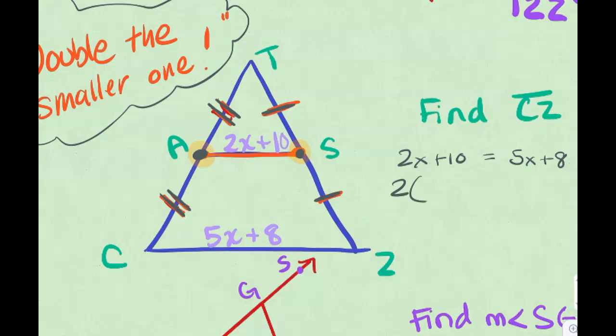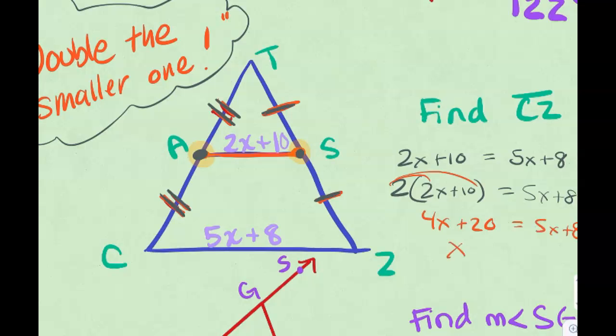So if we take 2 and multiply it by the smaller one, now it's accurate. It takes 2 of these. So it takes 4x plus 20 to equal 5x plus 8. So go ahead and solve for x.